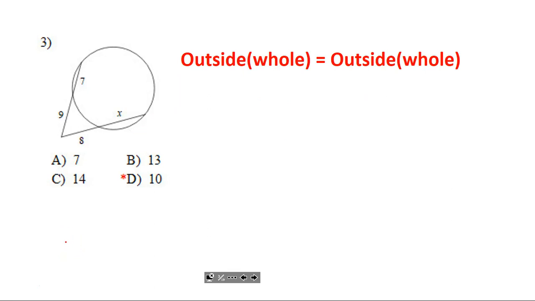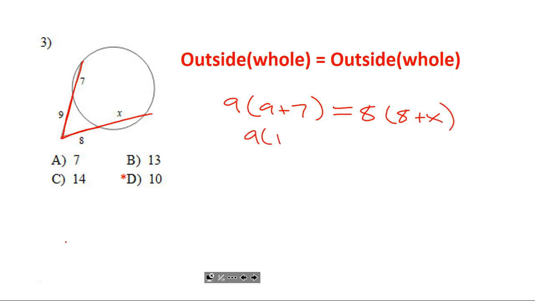So we're going to do the outside times the whole of the secant and the outside times the whole. So here we have the outside, that's 9, and the whole is 9 plus 7. We're going to set that equal to, again, the outside, which is 8, times the whole, which is going to be 8 plus x. So that's going to be 9 times 16 equals 8 times 8, that's 64, and 8 times x is 8x. So 9 times 16 is 144.